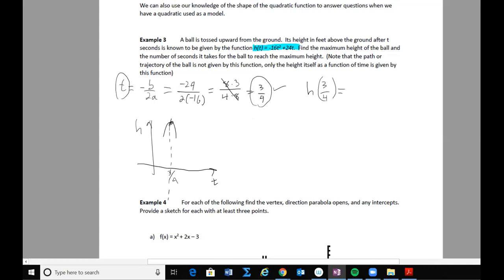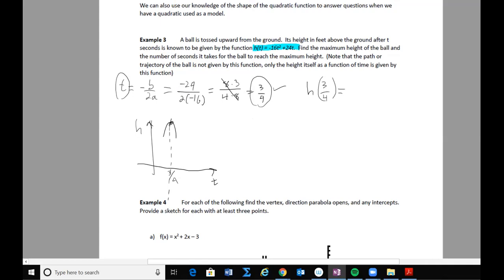Okay. Now this isn't the path of the ball. This is just a graph of height versus time. Okay. It's not a graph of the path of the ball. Sometimes students erroneously think that's the direction the ball's falling or whatever.